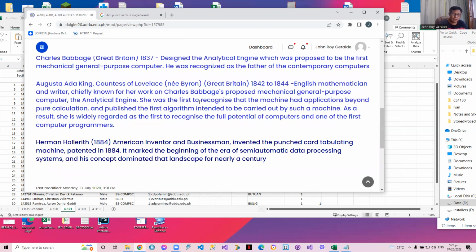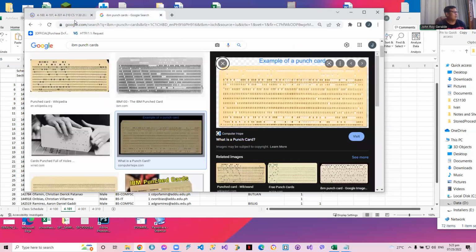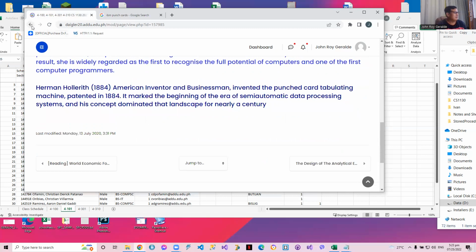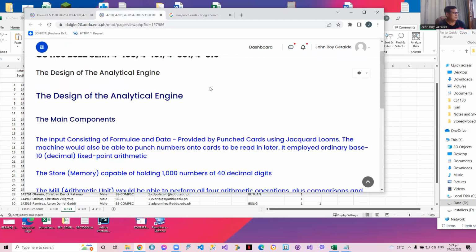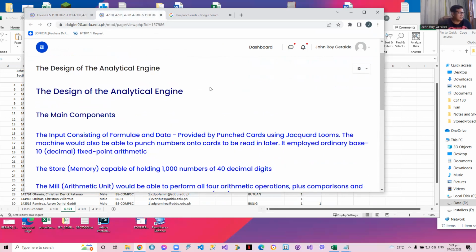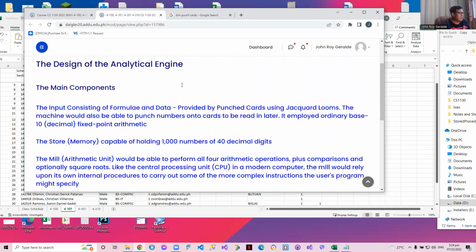Any questions? Now, the most important question is, what did Charles Babbage invent? How does the computer look like? So, there are two main components: the mill and the store.